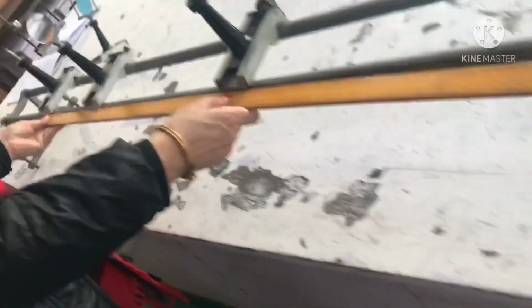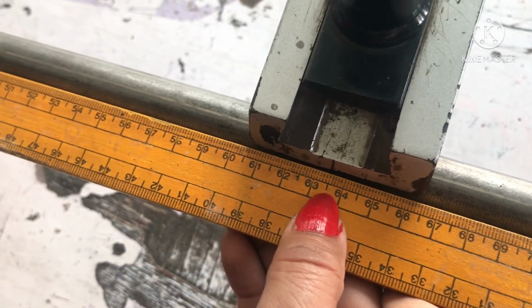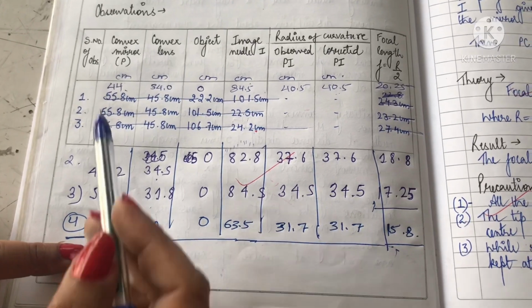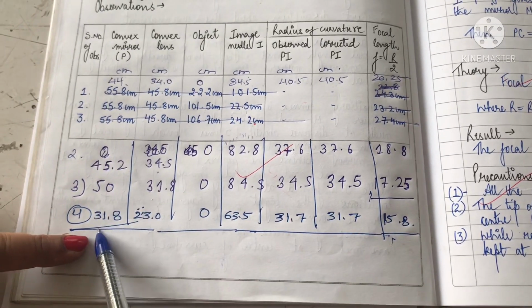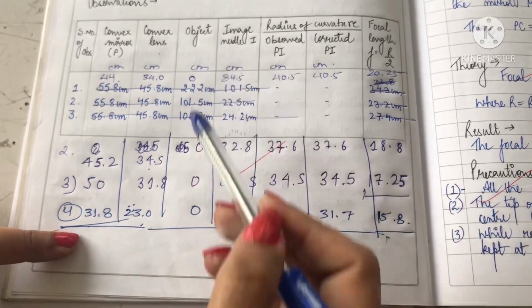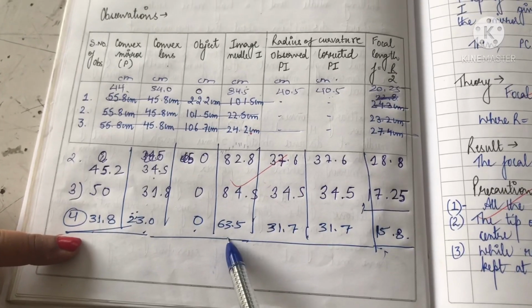Now we'll note down the position of image pin. It is 63.5, and now we'll note down the readings. Position of convex mirror 31.8, convex lens 23, object pin 0 centimeter, image needle 63.5.